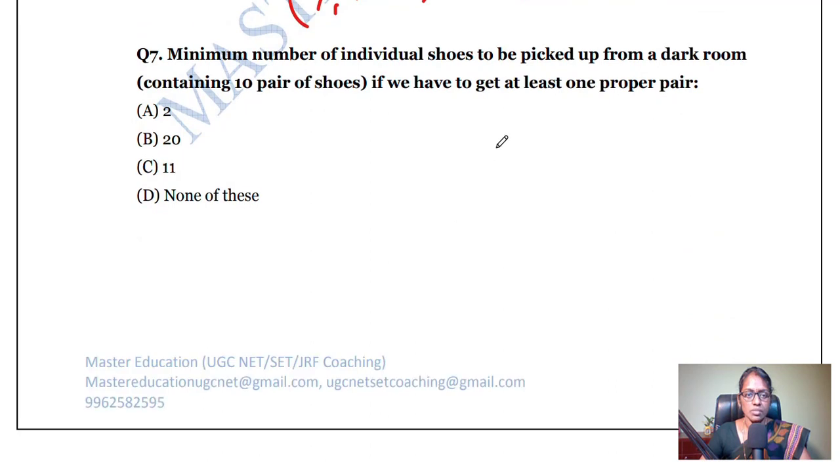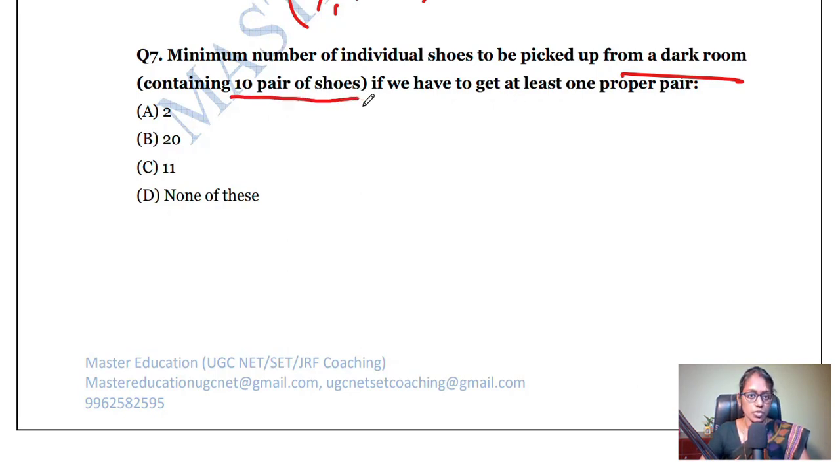The next question is the minimum number of individual shoes to be picked up from a dark room containing 10 pairs of shoes. Remember, 10 pairs of shoes means 20 shoes are there. If we have to get at least one proper pair, how many shoes do I have to take? It may be 10 different shoes.